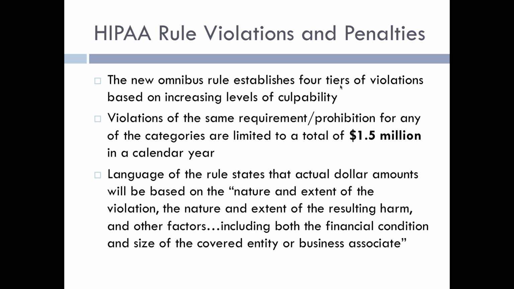In the table in the following slide, you'll notice that the fines aren't uniform. There's a range within each tier, and that's because the language in the actual rule states that the dollar amounts are based on the nature and extent of the violation, the nature and extent of the resulting harm, and other factors, including the financial condition and size of the covered entity or business associate.